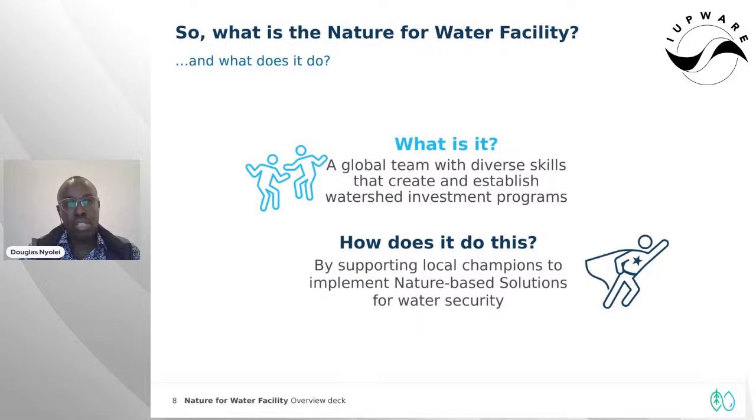And remember, I mentioned to you that the Nature for Water facility was created between the Nature Conservancy and Pegasus, a consulting firm. So in other words, we brought them together because we are bringing in efficiency and impact to be able to deliver on watershed investment programs. And how we do this, we do that by supporting the local champion or the local lead to be able to implement nature-based solutions to address water security.